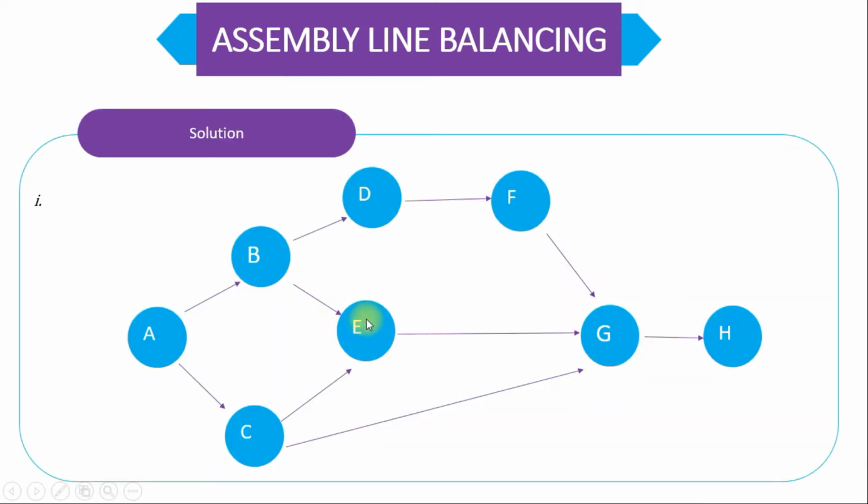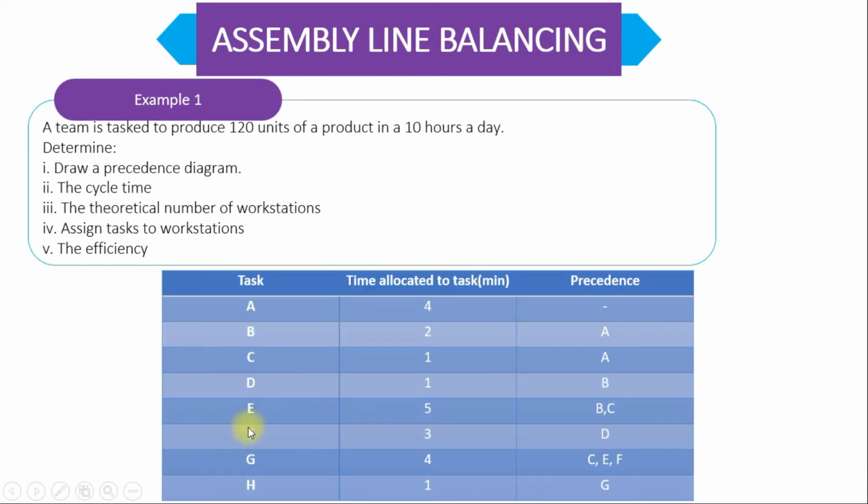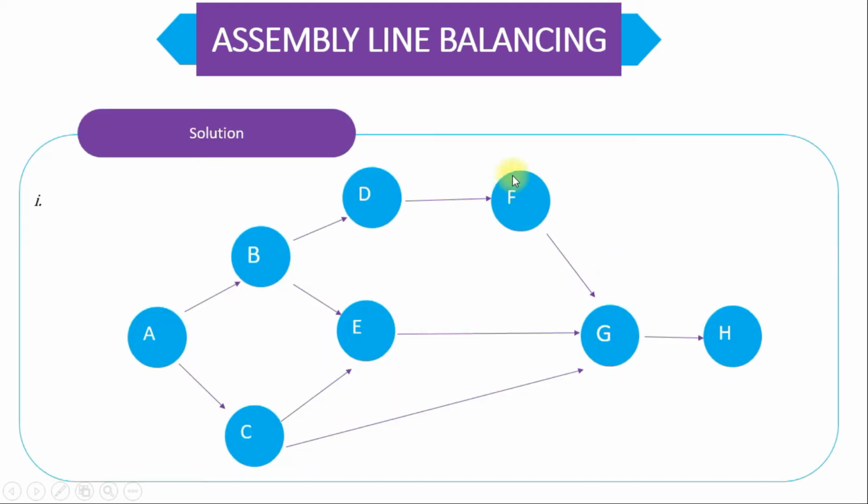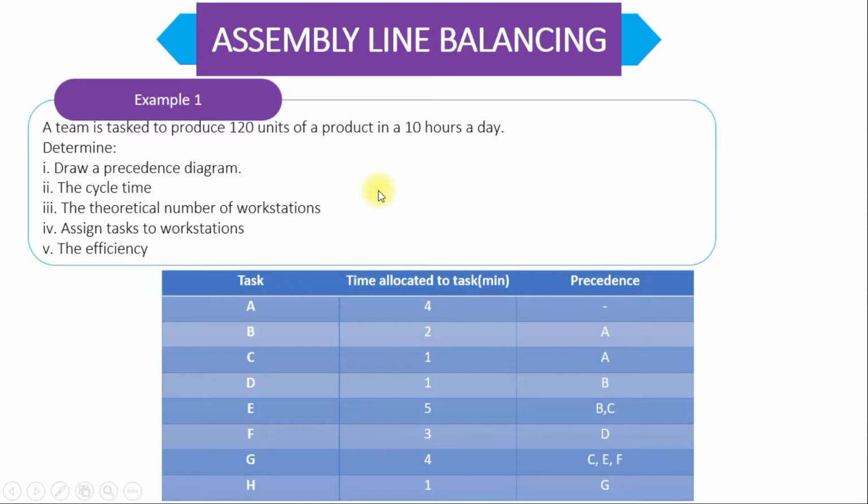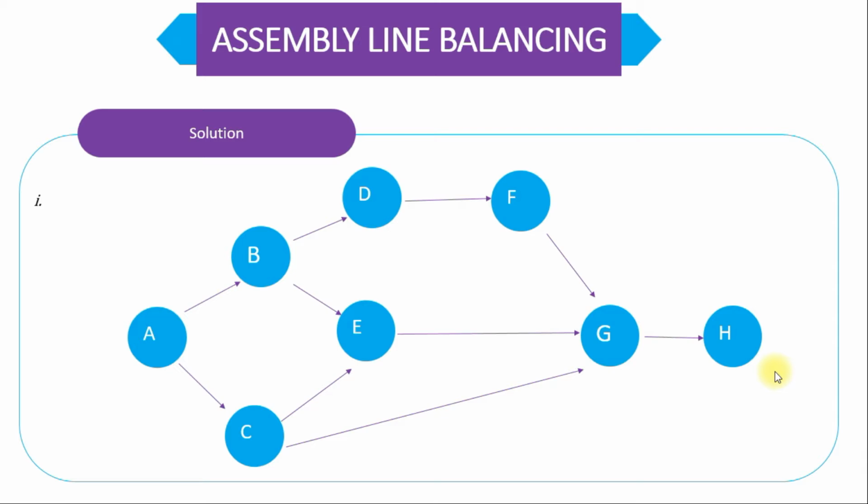As we can see where E is positioned, an arrow moves from B to E and from C towards E, neatly. Then we have task F, which follows task D. You can see over here we have F, which follows D.